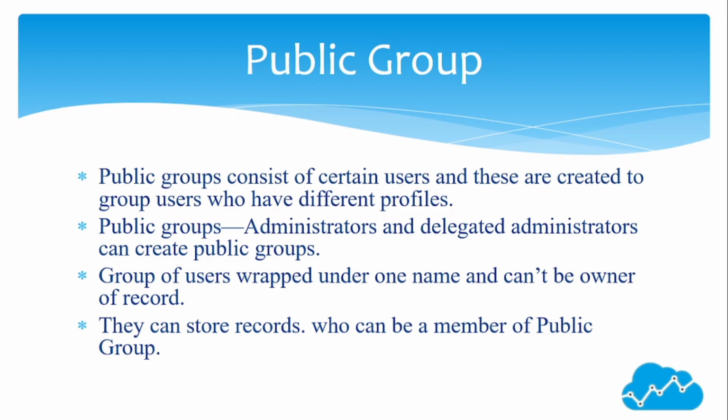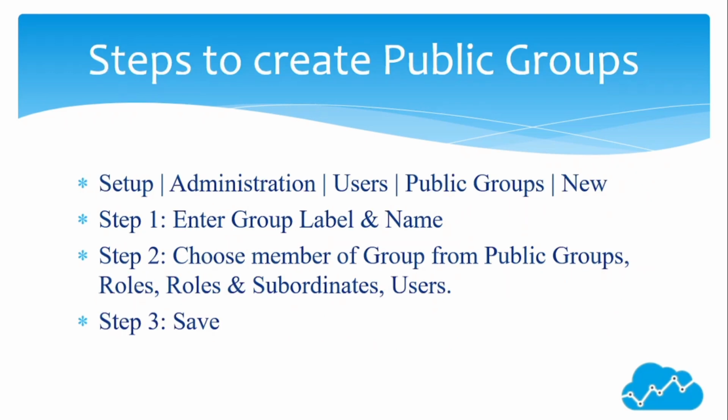Public groups consist of certain users and are created to group users who have different roles. Administrators and delegated administrators can create public groups. A public group is a group of users wrapped under one name and can't be the owner of a record. They can store records. Who can be a member of a public group?